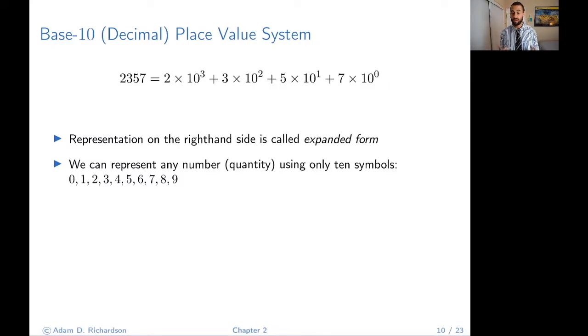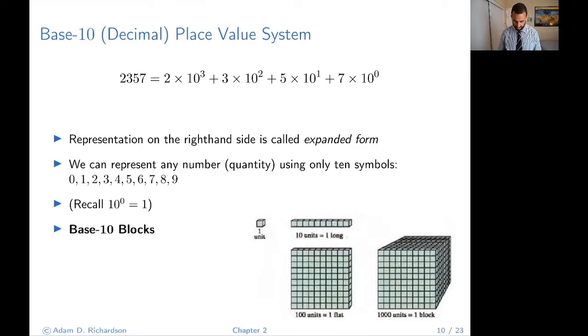And like I said earlier, we can represent any number, any quantity, using only those 10 symbols, 0, 1, 2, 3, 4, 5, 6, 7, 8, 9, these ones right here. And remember, those are just symbols representing the quantities 0 through 9. That's all that they are. Also recall that 10 to the 0 is equal to 1.